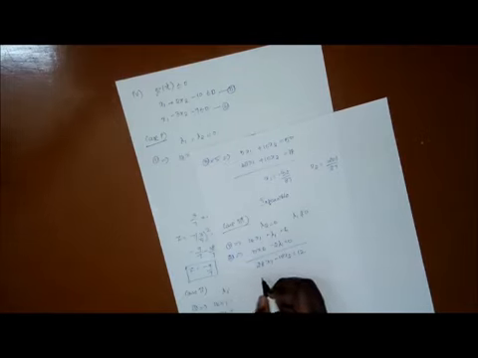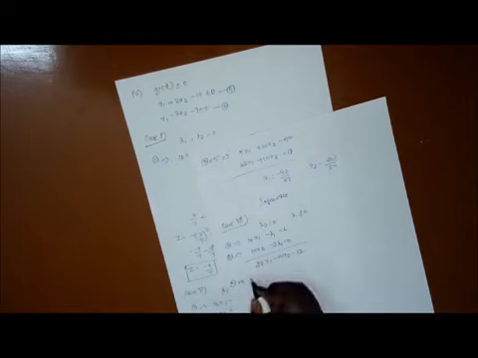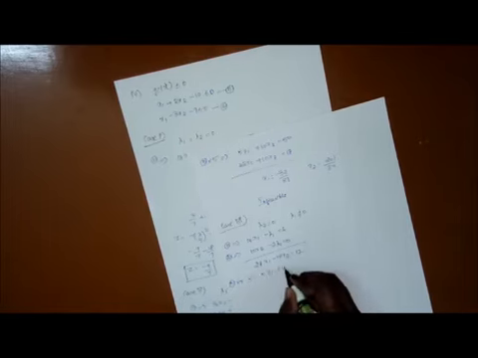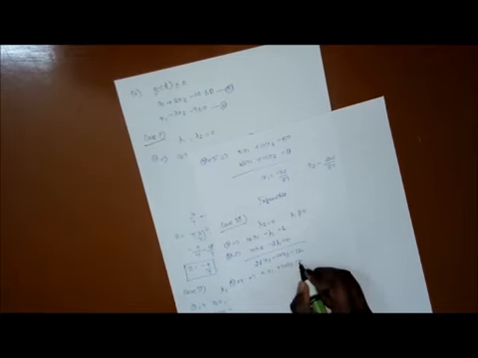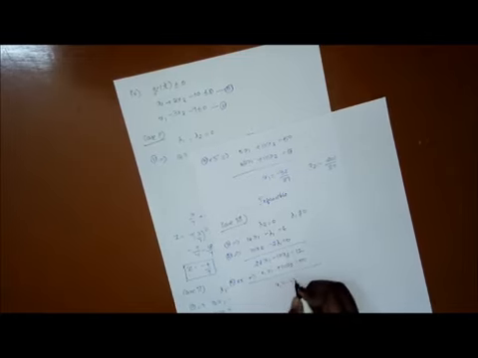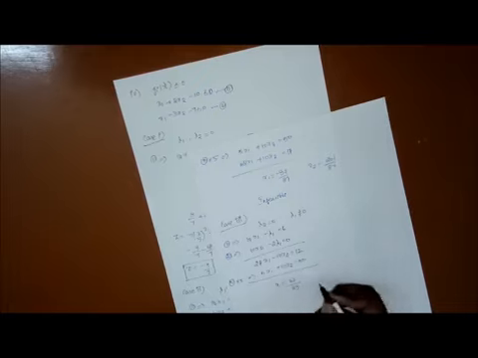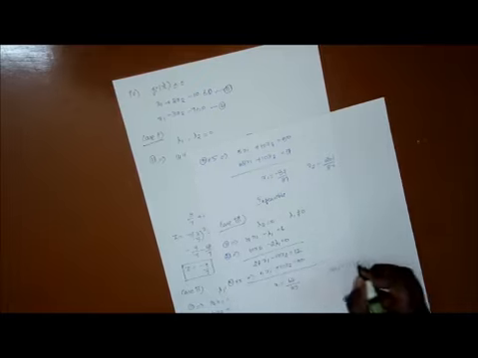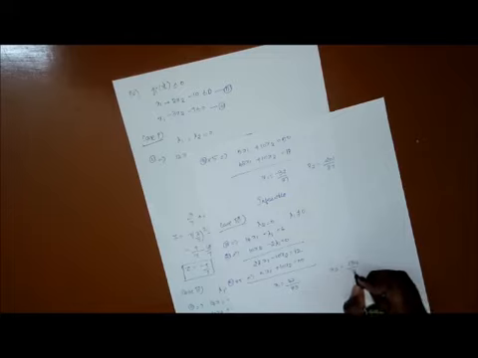Now I again take the fifth equation multiplied by 5. So I will get 5x1 plus 10x2 equal to 50. On solving this, I will get x1 is equal to 62 by 33 and x2 is equal to 134 by 33.